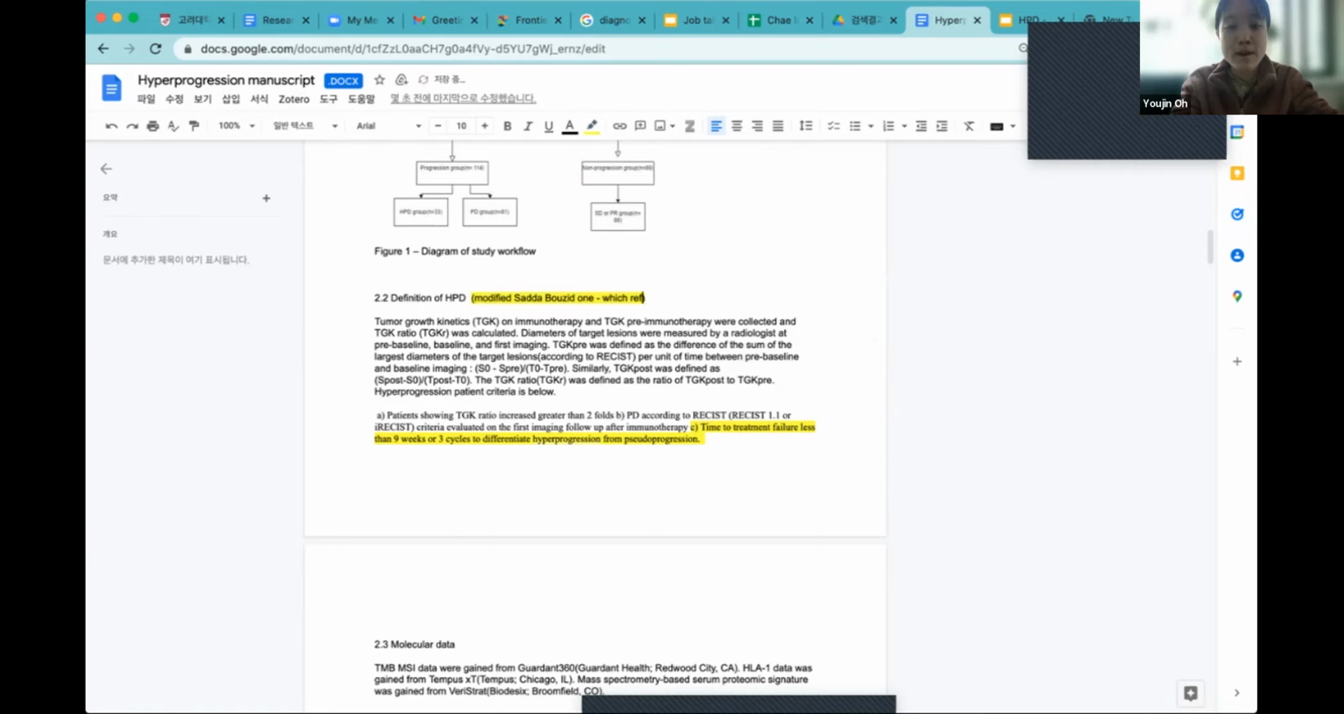I don't really know, but I feel like the Sadabuzzi definition actually cannot be used anymore, because it's not progressing. Most patients are stable if we apply it in the criteria. That's why I don't really understand the Sadabuzzi definition.